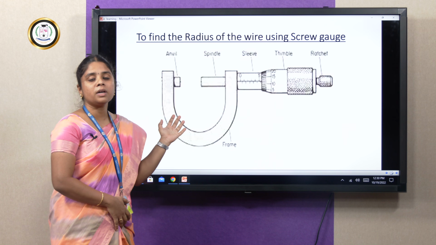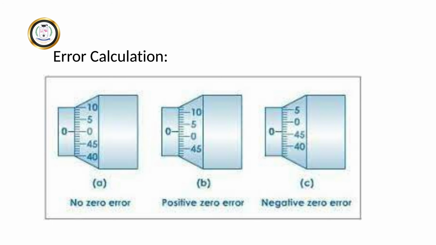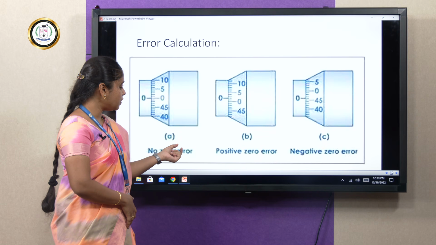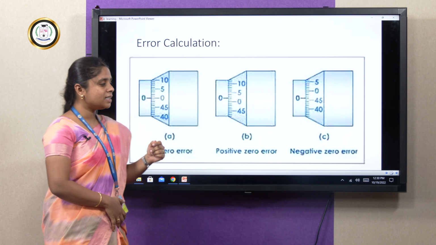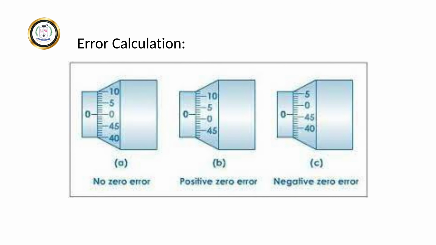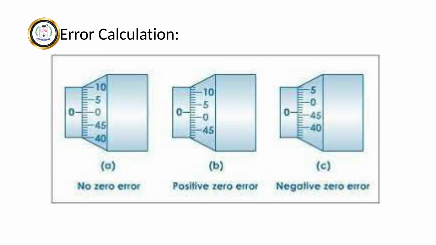So every instrument has its own error. Even the screw gauge has its own error. The error in the screw gauge has been classified into 3 different types. The first one is zero error, then positive error and negative error. As I said, and also I am going to demonstrate in the video, where you can clearly see what is a pitch scale and a head scale.